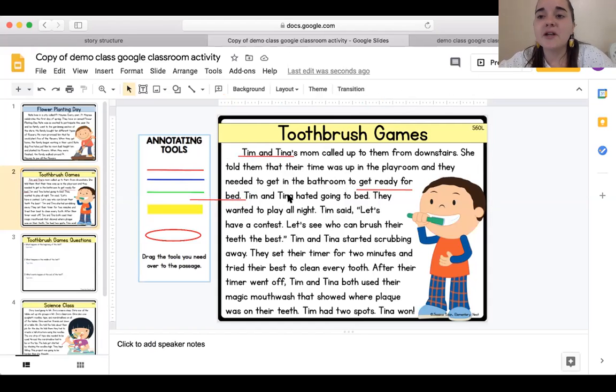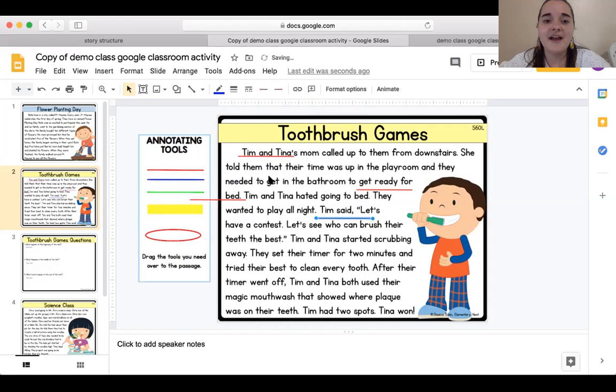Now we want to look for the middle. We're going to use our blue underlining tool for the middle. Tim and Tina hated going to bed. They wanted to play all night. So we also have a problem here. Tim and Tina, they hated going to bed. Ooh, that's part of our problem. So this starts us off on our events.